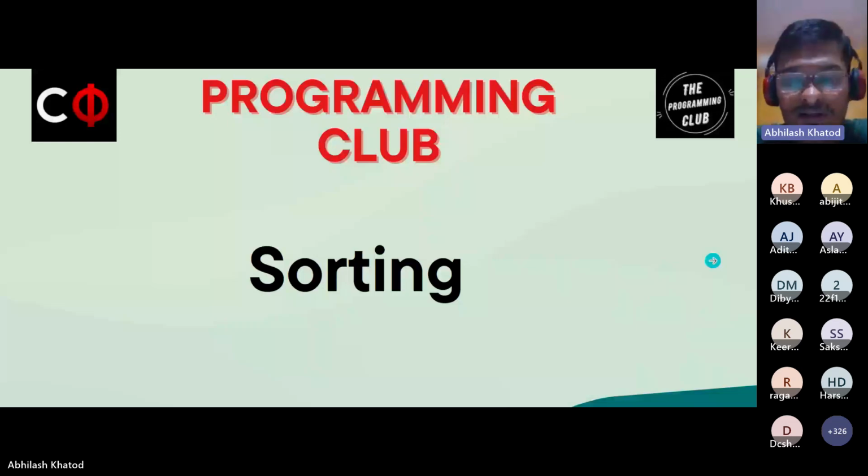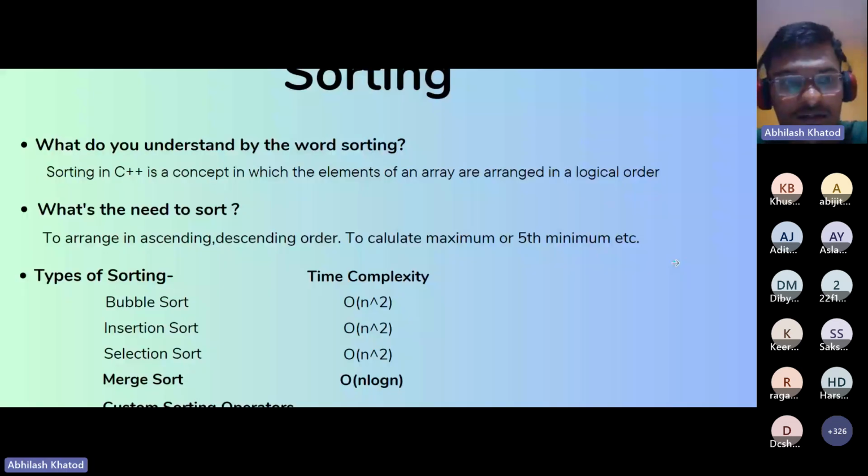Okay, so what is sorting? What do you understand by the English word sorting? We generally use sort to mean arranging something in some logical order. Remember that I'm saying a logical order, not necessarily ascending or descending. We'll come to that later. So what's the need to sort, let's say, an array or a vector?